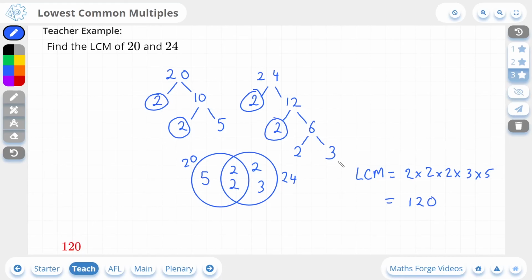So just remember, for 1-star questions, write out the times tables of the two numbers that you're dealing with, and then try and locate the common number that's in both of their times tables. For 2 and 3 stars, use prime factor trees to break down the numbers into their prime factors, and then use a Venn diagram to help you write down the prime factors in such a way that you can calculate the lowest common multiple from the Venn diagram.